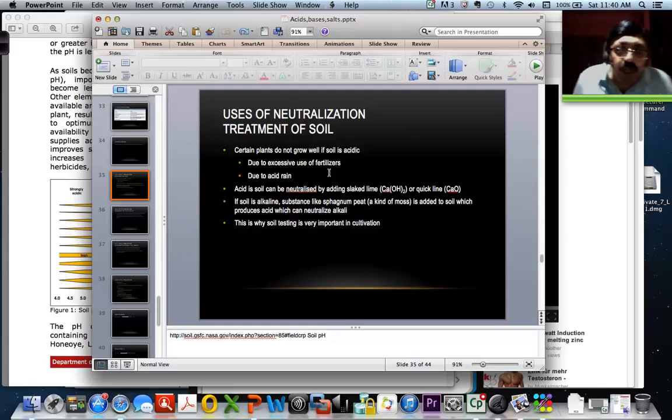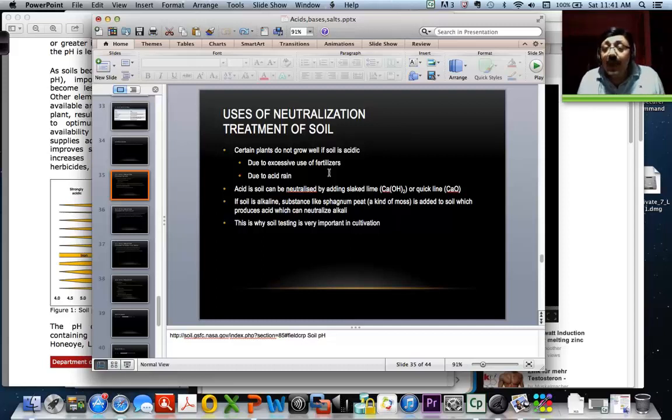So what we need to do is something where the pH of the soil is made less basic, and there you can use neutralization. How can you make it less acidic? You can make the soil less acidic by removing those acids from the soil, right? And for removing those acids from the soil, what can you do? You can add some base, and that base can react with the acid and neutralize it.